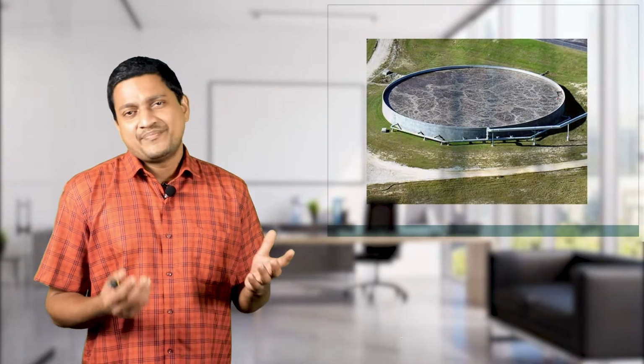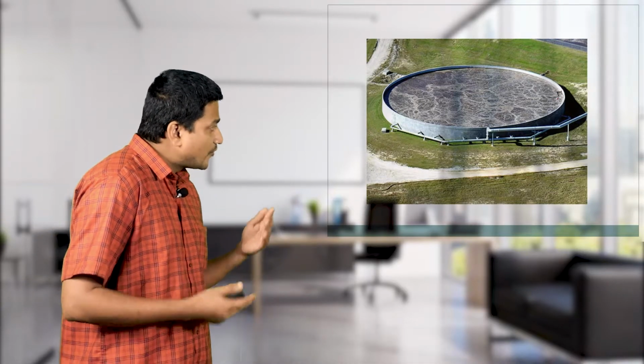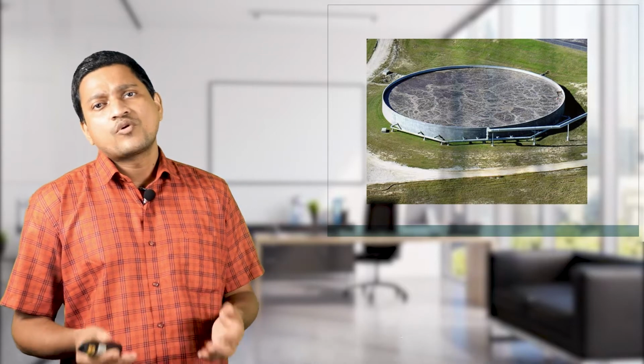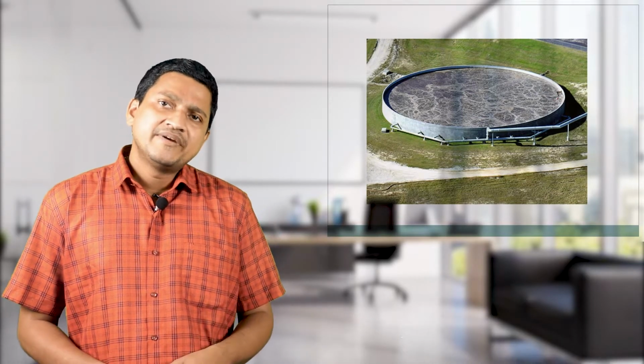These are simple pictures. This is a picture showing the aeration tank. The symbol is a tank in which we provide aeration. Next is the secondary sedimentation tank.